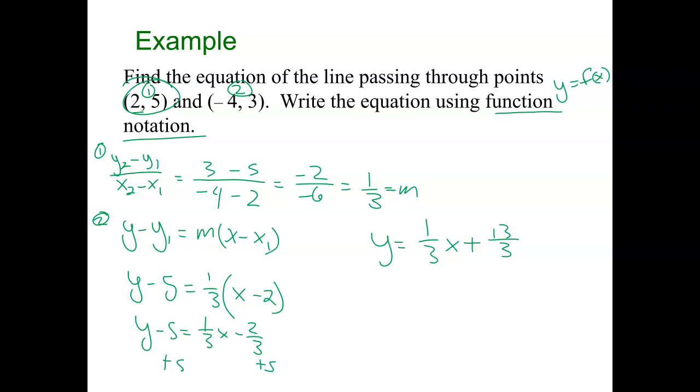Mixed numbers? I don't like mixed numbers. They're only useful in application problems. So unless I'm doing an application that ends up with fractions, I don't ever use mixed numbers. I always do a proper fraction. Okay? So function notation, I replace y with f of x. So what am I going to do to finish this equation? Replace y with f of x.